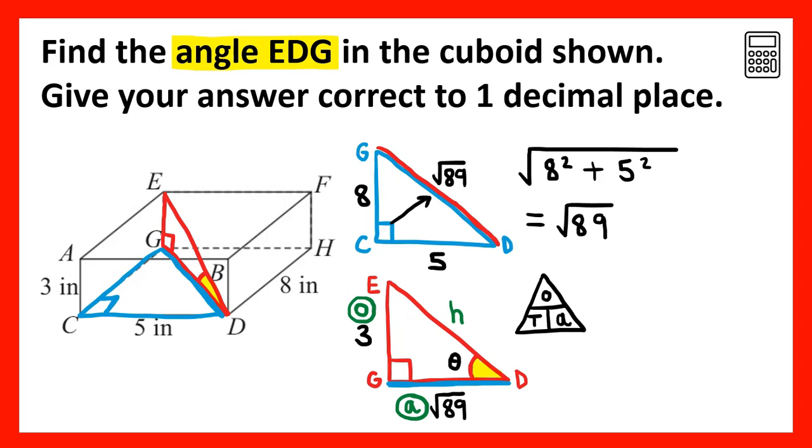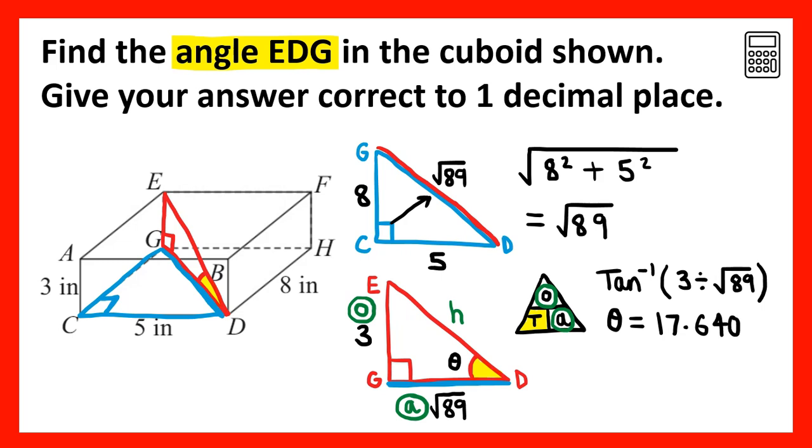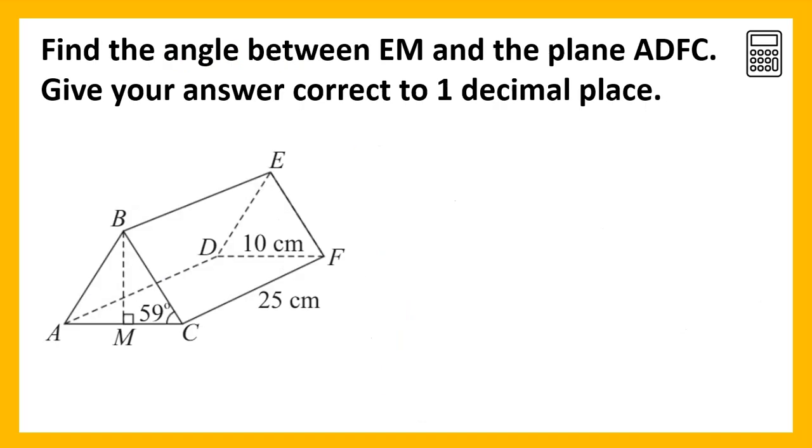Since I'm finding the angle, I cover up the ratio, and this tells me that I need to do inverse tan, and the opposite is above, so I'll be dividing the opposite by the adjacent. 3 divided by root 89, meaning theta is equal to 17.6406, which when rounded to one decimal place is 17.6 degrees. Here's the intermediate question with a slight increase in difficulty.